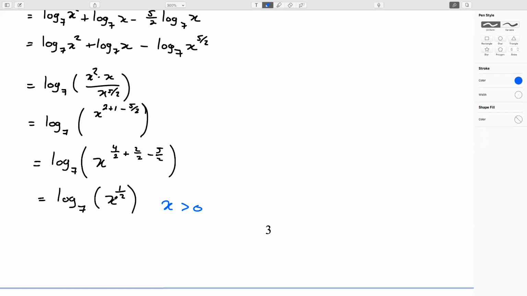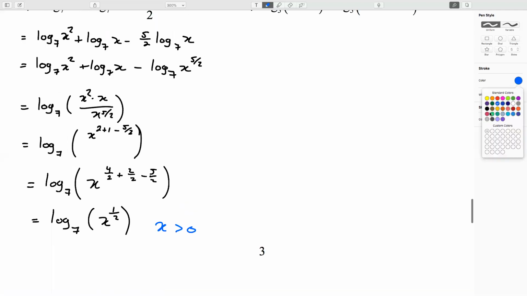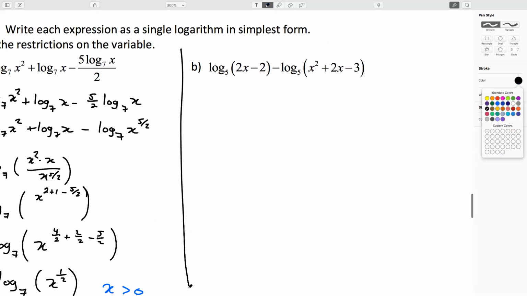If there's a 0 in here, then the logarithm is essentially trying to figure out which power of 7 is 0. There's no way to make 7 0 with an exponent. If it's a negative, again, it's also not going to work. So we're stuck with exclusively greater than 0. Moving on, do another one.